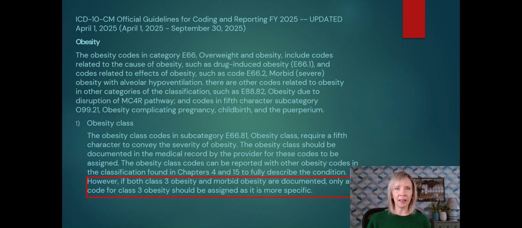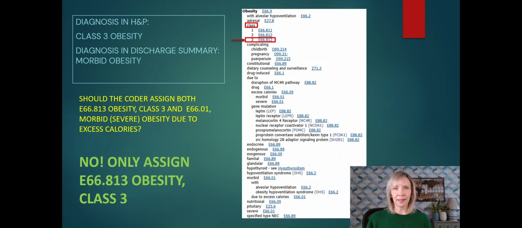According to the guideline, if both class 3 obesity and morbid obesity are documented, only a code for class 3 obesity should be assigned as it is more specific. So for the previous example of the documentation in the H&P stating class 3 obesity and the documentation in the discharge summary stating morbid obesity, the coder should only assign the code for obesity class 3. This is because morbid obesity is always classified as class 3 obesity, and according to the guideline, class 3 obesity is the more specific code.